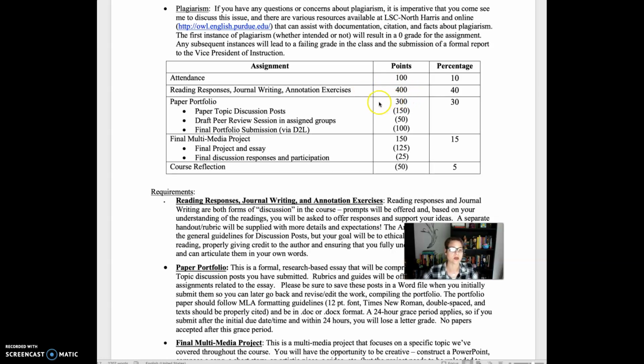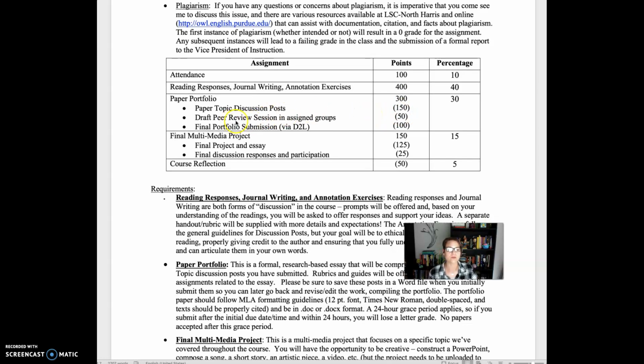Those are all going to be in the discussion area of D2L, so you'll need to familiarize yourselves with those different areas pretty quickly, and I'll go through that again in a different video that walks you through, okay? There's also a paper portfolio, which is 300 points. That's a lot, right? So instead of writing just a huge research paper, we're going to break it down in some different ways. So the paper topic discussion post is about 150 points. That's going to take place over a number of weeks. And then we have the peer review session.